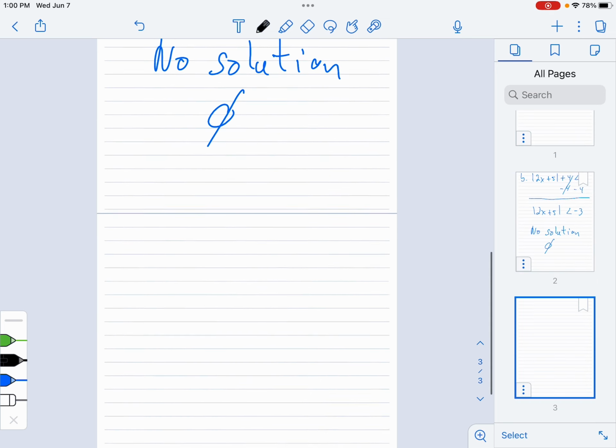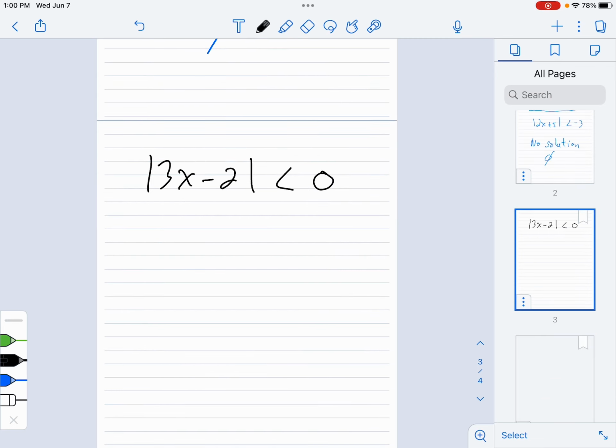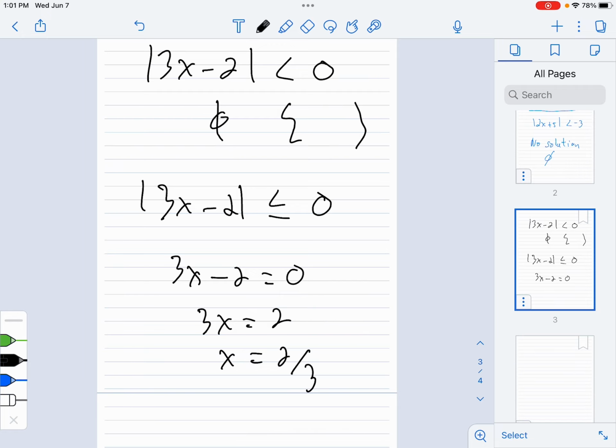Let me just give you another example for practice. The absolute value of 3x minus 2 is less than 0. Here there's no solution as well, because an absolute value can equal 0, but it's not less than 0. However, if I had the absolute value of 3x minus 2 less than or equal to 0, this would have a solution, because an absolute value can equal 0, and that's when the inside equals 0. So you just set the inside equal to 0 and solve. x equals 2/3 in this case.